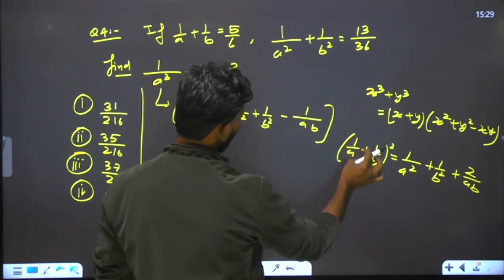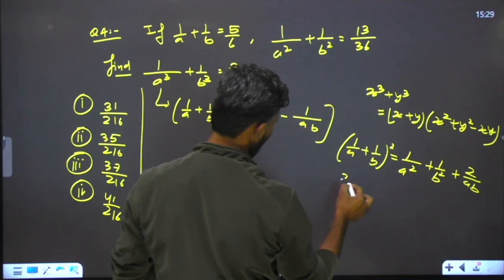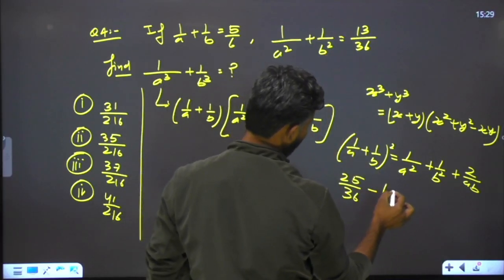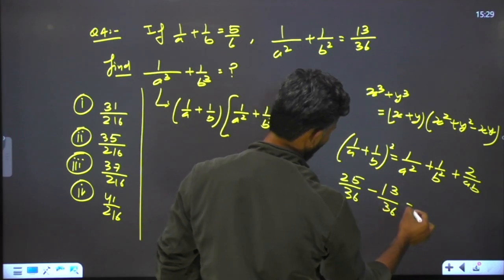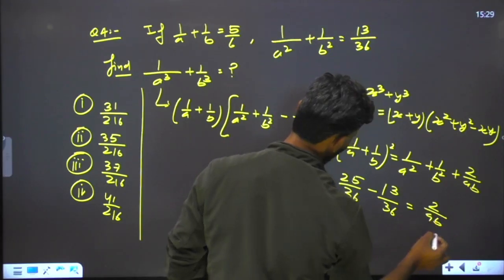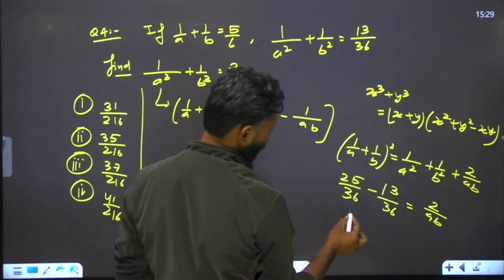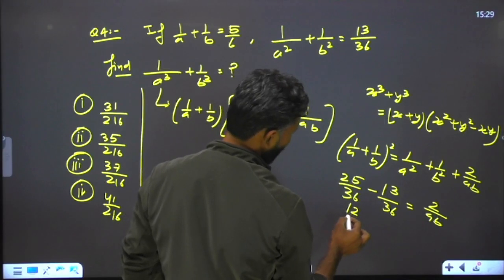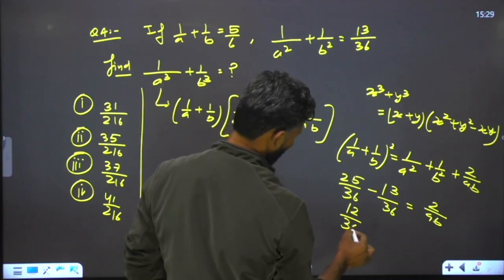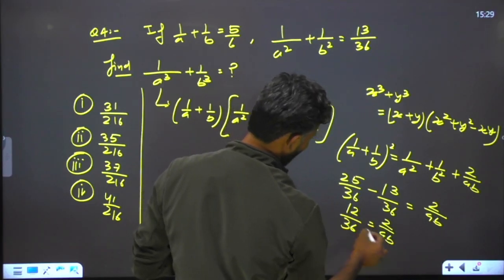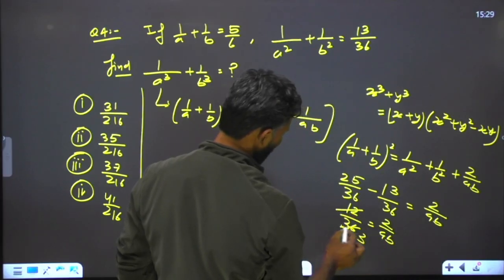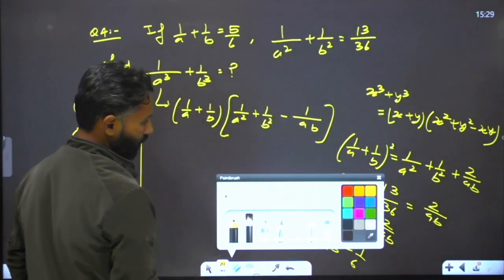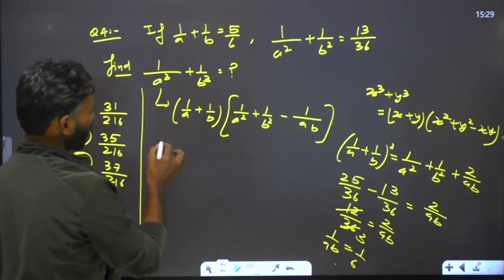So we can calculate the value of this one. 1 by a plus 1 by b is 5 by 6, so it will become 25 upon 36 minus 13 upon 36 equals 2 by ab. Yes or no? 25 minus 13 will become 12 by 36. 12 upon 36 is equal to 2 by ab. This is cancelled 3 times, so 1 by ab equals 1 upon 6, and we can place the values over here.